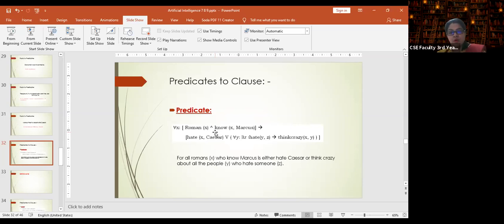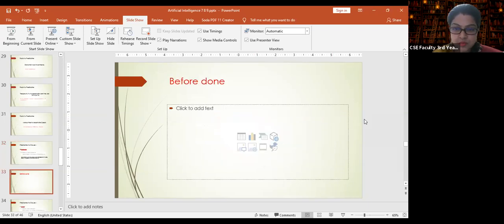So all Romans who know Marcus either hate Caesar, or think crazy about all the people. This all the people is indicated by Y. Think crazy about all the people, that is Y, who hate someone. Here someone is Z. So this is the total fact. So from the given predicate, you should be able to identify the given fact. Okay, I'm going to the next slide.